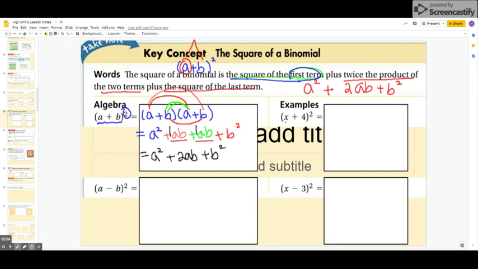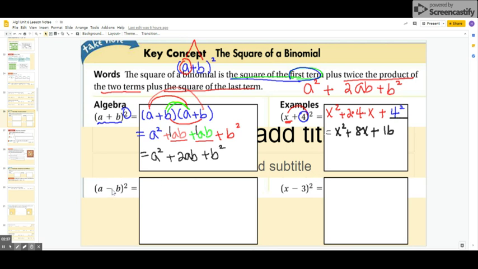So let's look at the example. To save our time, I'm going to just square this, and I'm going to multiply these two terms, which is 4 times x, and I'm going to double it. And plus, I'm going to square the second term, which is 4 squared. So it is equal to x squared plus 8x plus 4 squared, 16.